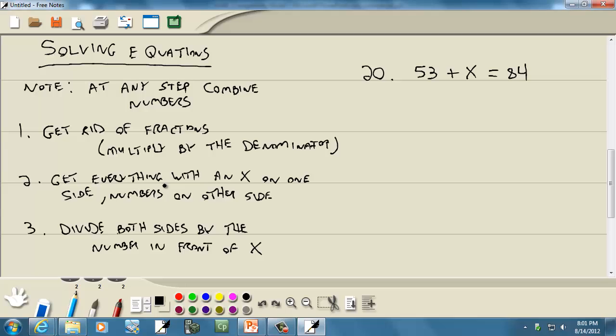Well, first step, get rid of fractions. Don't have any. Second step, get everything with an x on one side, numbers on the other side. I'm going to take this 53 and move it to the right side. If I do that, then I'll have everything with an X on one side, numbers on the other side. Now when I move anything across my equals, my sign changes. So 53 becomes a negative 53. My note at top says any step combine together numbers. 84 minus 53 gives us, what is that, 31? And actually we just solve for X. We don't have to do anything else. So 31 would be our answer for that problem.